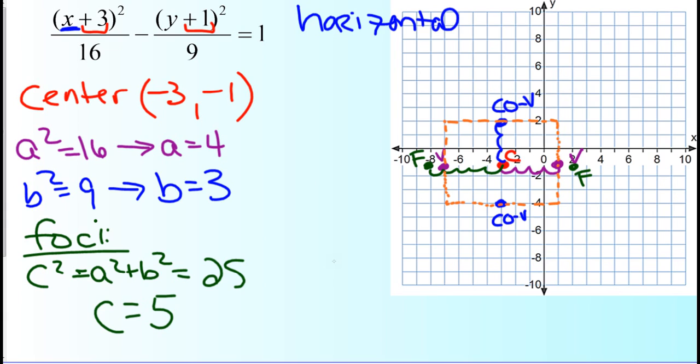Sometimes I make really good dashed lines, and sometimes I don't. Ugh, those are terrible. But you get the idea. You're making dashed lines to create a rectangle.